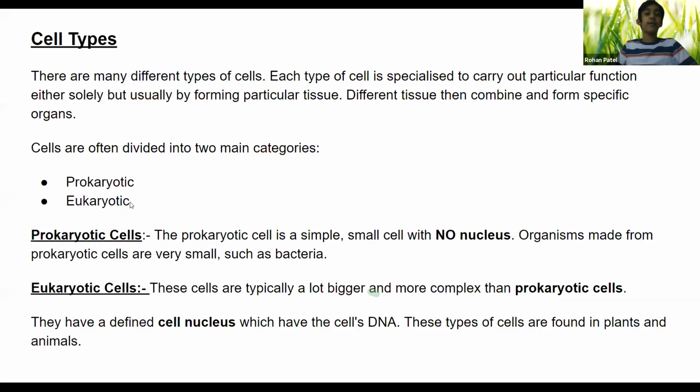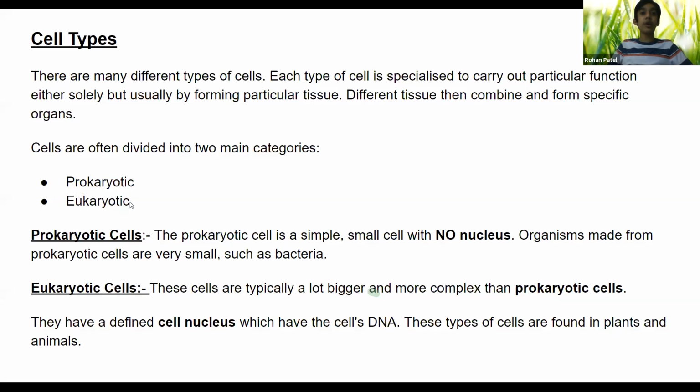So what are prokaryotic and what are eukaryotic cells? A prokaryotic cell is a simple small cell with no nucleus. Organisms made from prokaryotic cells are much smaller, such as bacteria. So we can already know that they are single-celled. So prokaryotic cells are usually bacteria.